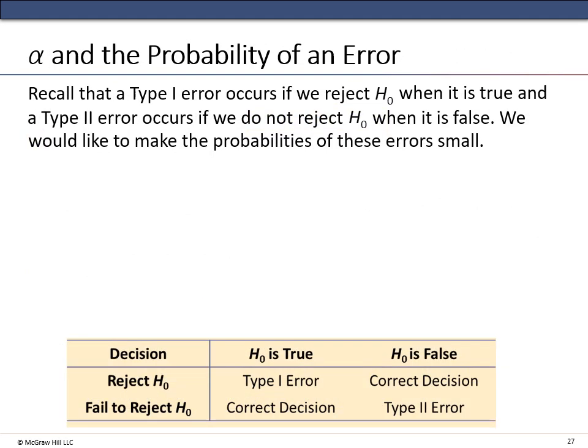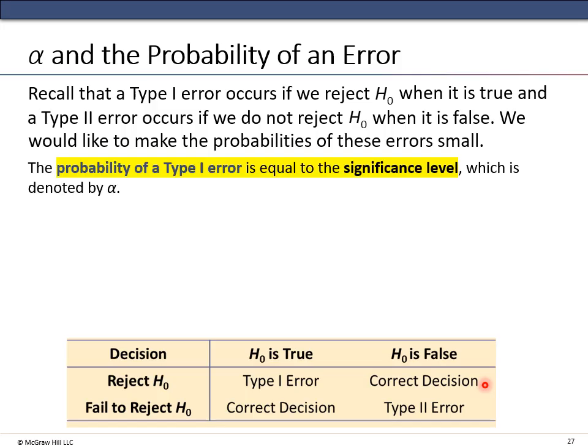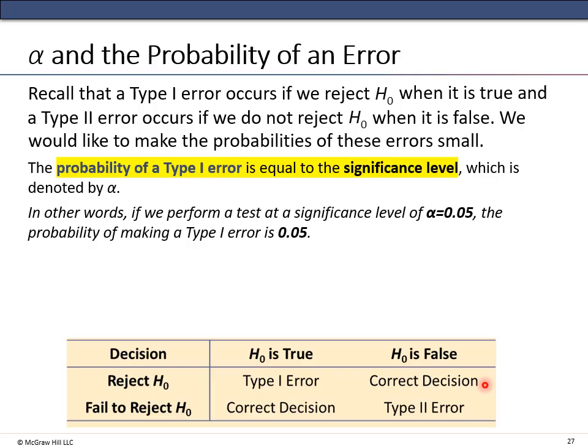Recall that a type 1 error occurs if we reject the null, but the null is true. A type 2 error occurs if we do not reject the null, but the null is false. We want to make the probabilities of these errors small. The probability of a type 1 error is equal to the significance level. So if we have a significance level of 0.05, we have a 5% probability of making a type 1 error.